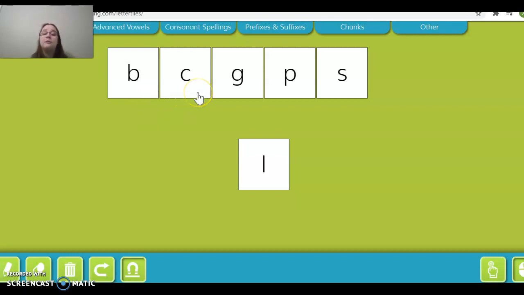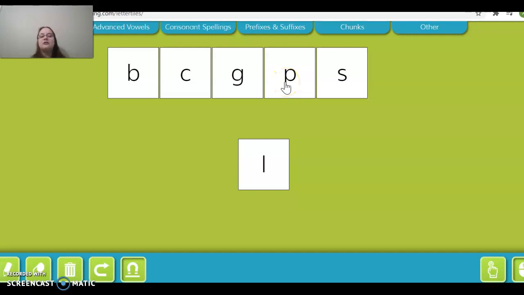Awesome job. Next letter. Remember, C says K as in cat. So we're going to say C says K all together one time. Here we go. Or I'm sorry, C says K. One time all together. Here we go. C says K. Awesome job, friends. And then we have the letter G. And remember, G says G as in go. So G says G all together. Here we go. G says G.